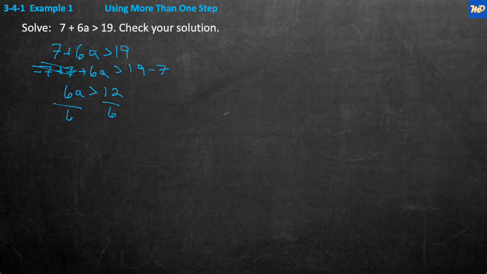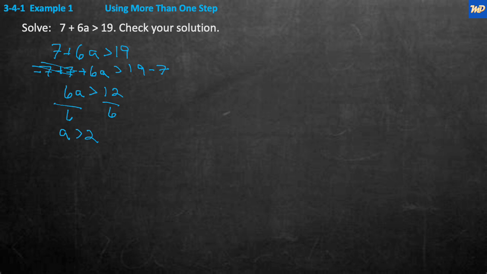The symbol for the inequality is greater than. It does not switch at this point because we did not divide by a negative number. So now we can just solve this. At this point, we have a is greater than 12 divided by 6, which is 2. There's our solution. A is greater than 2.